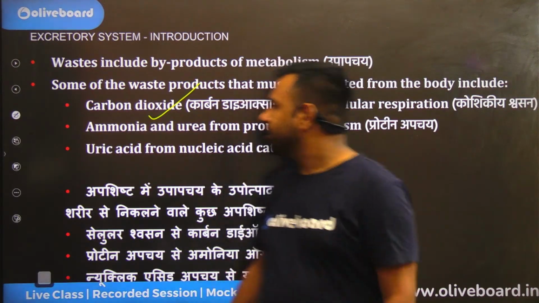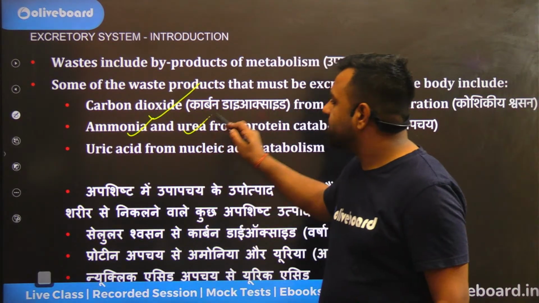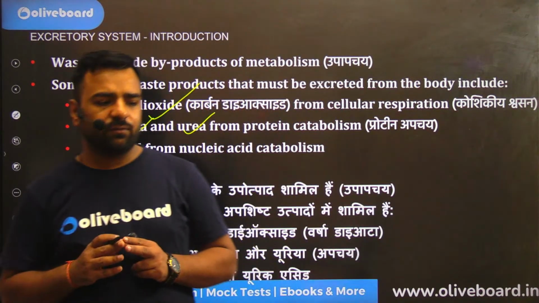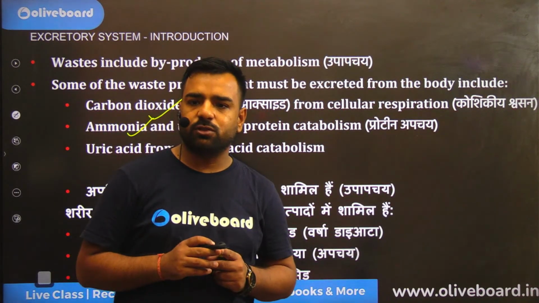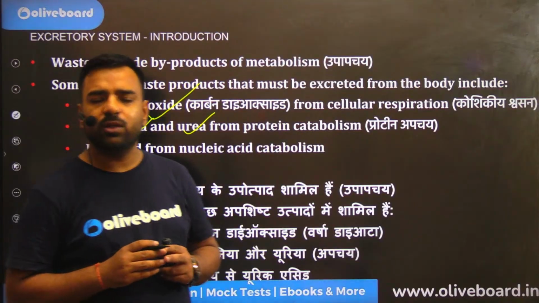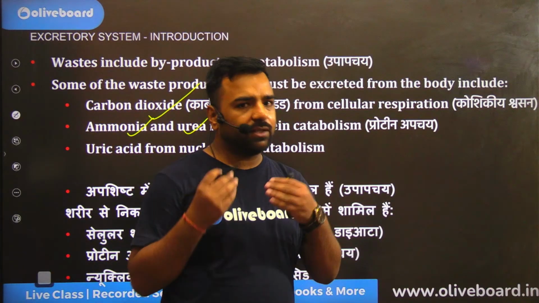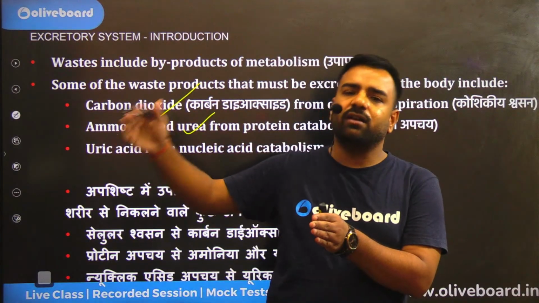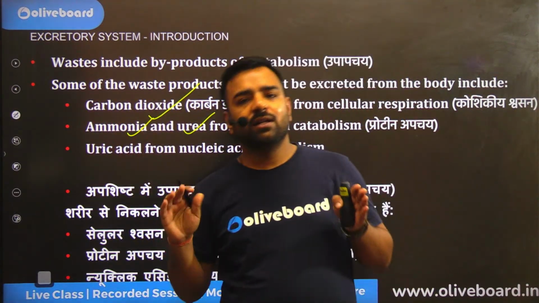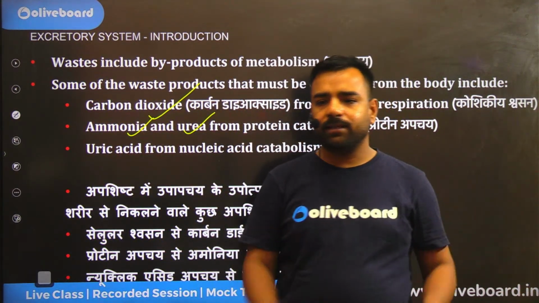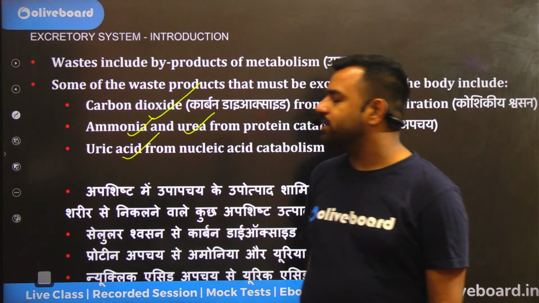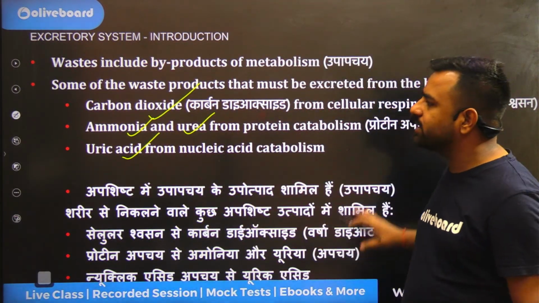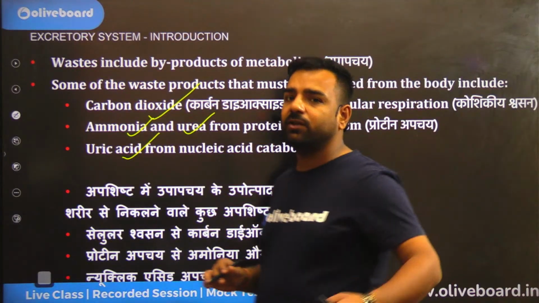Another one is ammonia and urea. What are they created from? Ammonia and urea are formed because of protein catabolism. Within our body, the ammonia that was generated is converted into urea with the help of the liver so that it is not harming our body. Then uric acid is formed from nucleic acid catabolism. All these kinds of waste are removed by different organs, right?